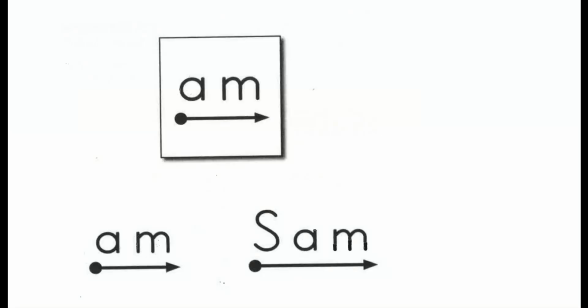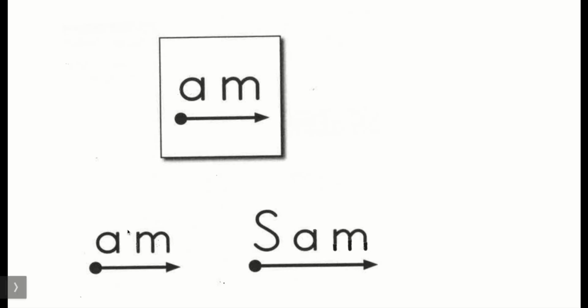Now let's practice reading some words. Watch as I read the word in the box. I'm going to stretch out the sounds and then say the word fast. You point with me as I read the word. Am. Let's try it one more time. Am. Next word. Last word. Sam. Let's try those one more time. Am. Sam.